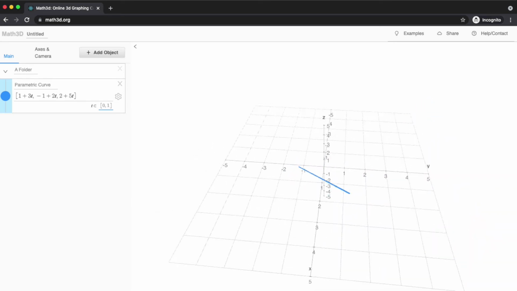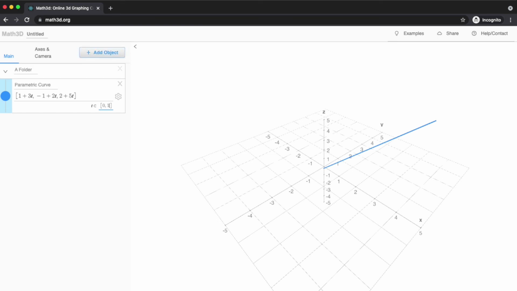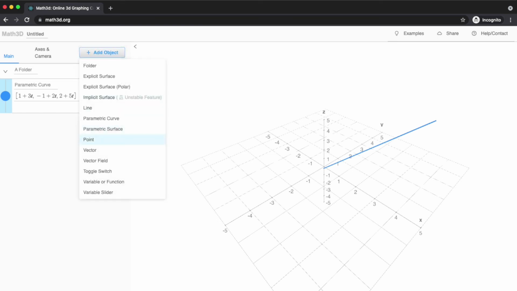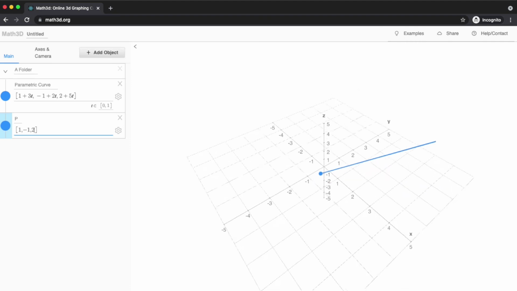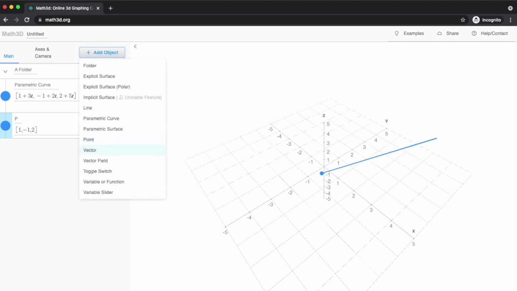And if we wanted to make sure it started and ended at the points that we wanted, we can go ahead and we can plot the point. We'll make this our point P, so I'll just label it P here. And what is P? P is 1, negative 1, 2. So we got 1, negative 1, and 2. We can see that's exactly where our line segment is starting. And then we'll plot the next point.